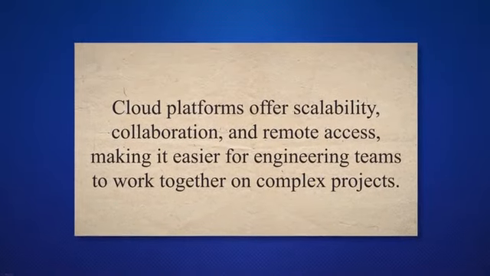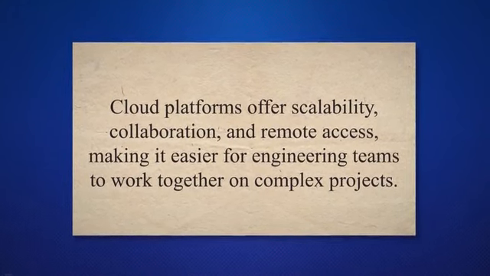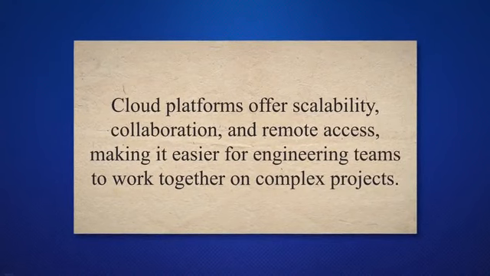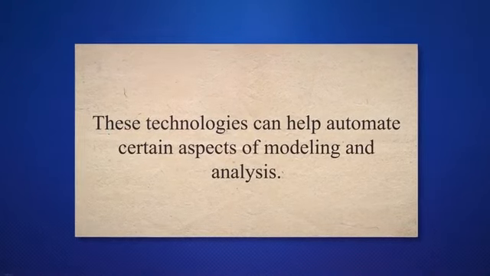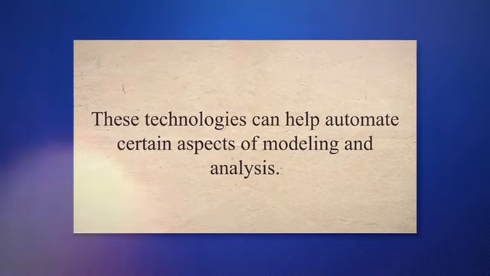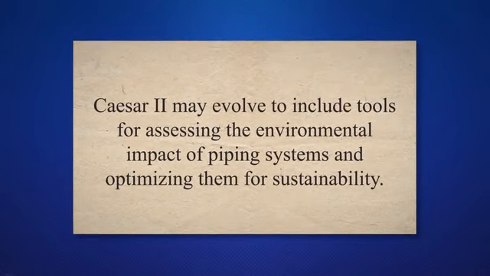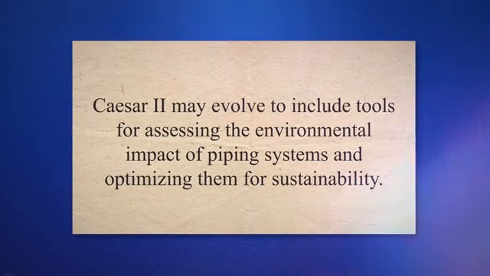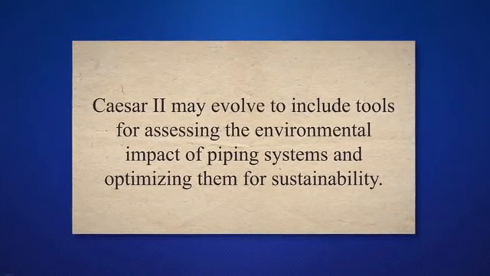The adoption of cloud-based analysis tools is on the rise. Cloud platforms offer scalability, collaboration, and remote access, making it easier for engineering teams to work together on complex projects. AI and ML are being explored to enhance the accuracy and speed of piping stress analysis. These technologies can help automate certain aspects of modeling and analysis. There is a growing emphasis on designing piping systems that are environmentally friendly and energy efficient. Caesar 2 may evolve to include tools for assessing the environmental impact of piping systems and optimizing them for sustainability.